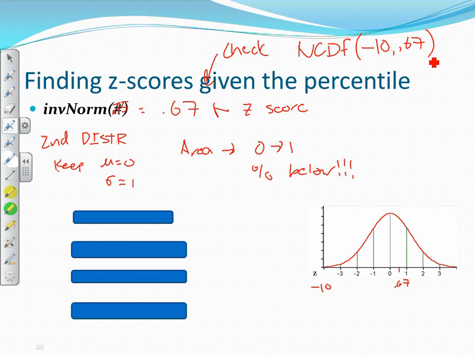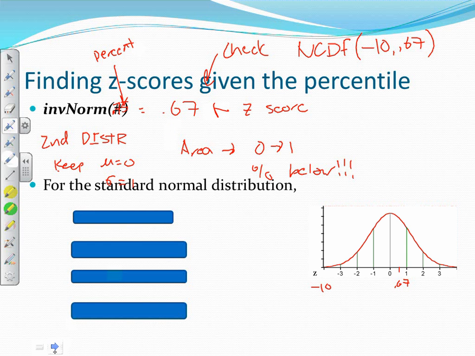So this inverse norm goes backwards. It goes from the percentage. Here is the percentage that we plug in. And it turns into a z-score. All right? So what would be the 50th percentile? You can type in inverse norm of 0.5. Try that. What should we get?